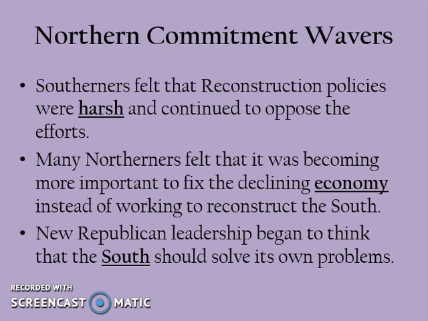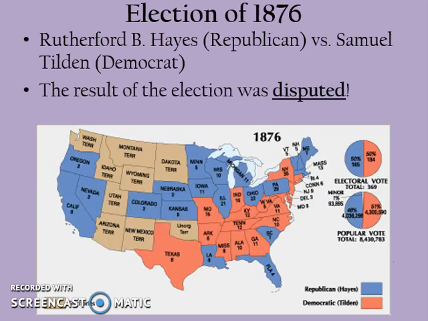Well, all this is going to come to a climax in the election of 1876. Rutherford B. Hayes, the Republican, is running against Samuel Tilden, the Democrat. The result of the election was disputed. Depending on who you talked to, depending on which electoral votes you counted, you couldn't tell if the Republican or the Democratic candidate won. So there's a compromise.